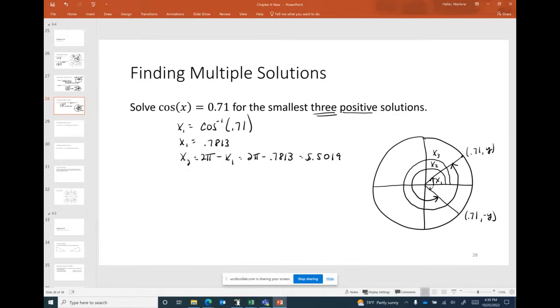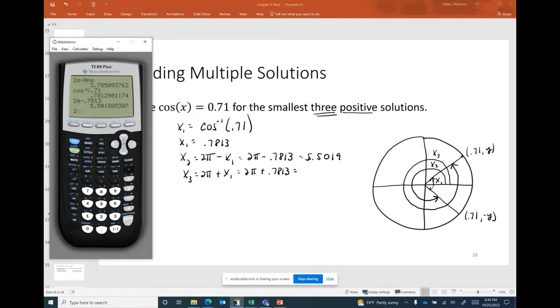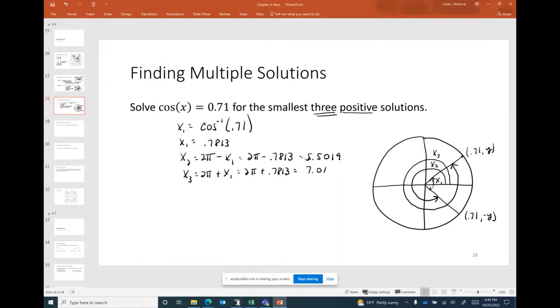And here's our x sub 2, but we need x sub 3 also. Let's see what that one is. X sub 3, that's the whole thing around, so that's 2 pi, and then plus x sub 1. So 2 pi plus x sub 1, or 2 pi plus 0.7813. Let's put that in the calculator. And we see it's 7.0645. All right, so there's our 3 smallest positive solutions to this equation.